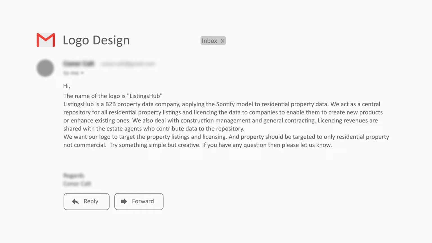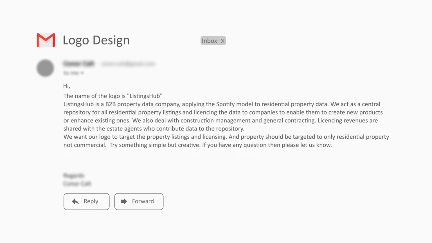We also deal with construction management and general contracting. Licensing revenues are shared with the estate agents who contribute data to the repository. We want our logo to target the property listings and licensing, and property should be targeted to only residential property, not commercial.